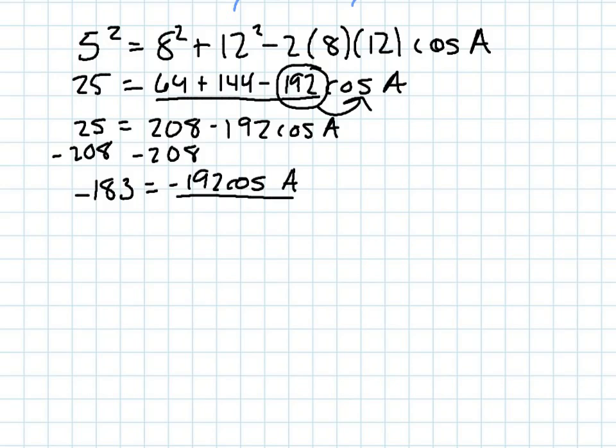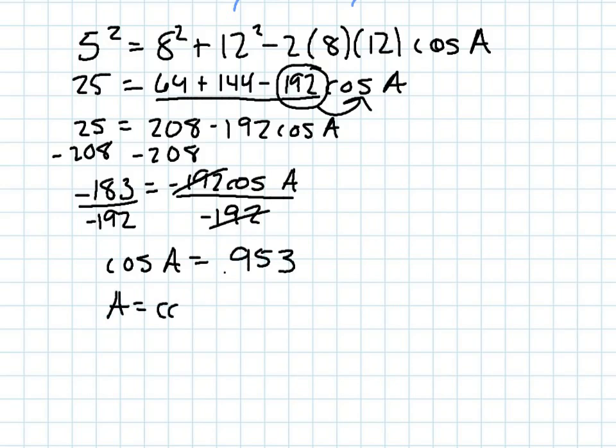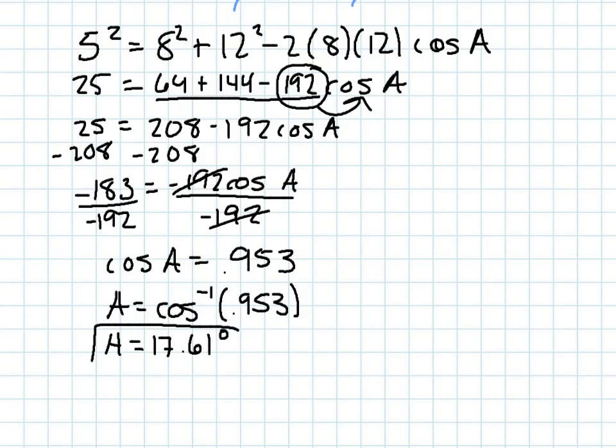I would need to divide both sides by 192. So here cosine of A will equal 0.953, and then using the inverse to help me find the angle for A, that gives me 17.61 degrees. Okay, so that's how I find the first angle.